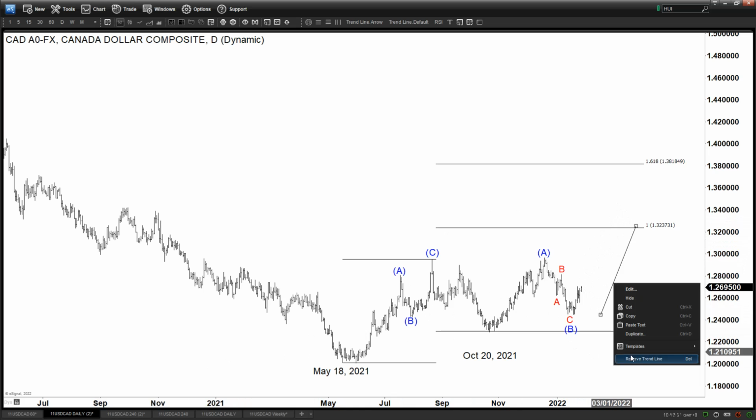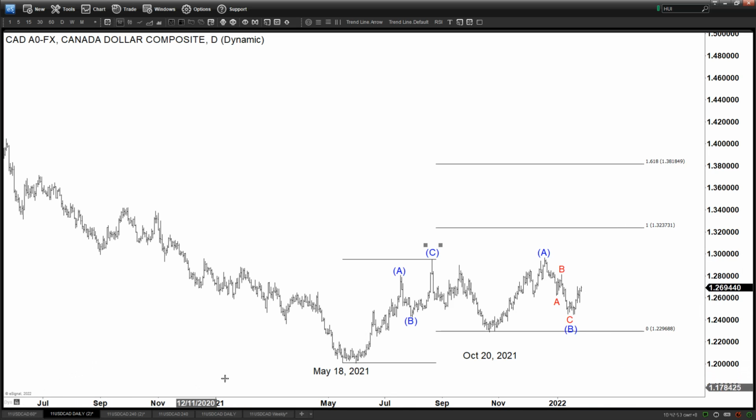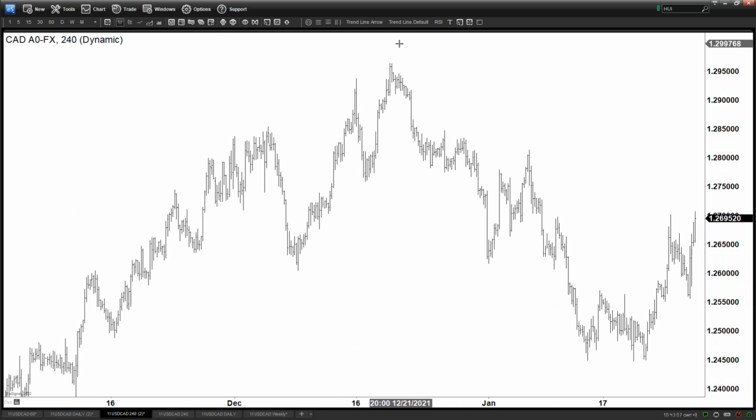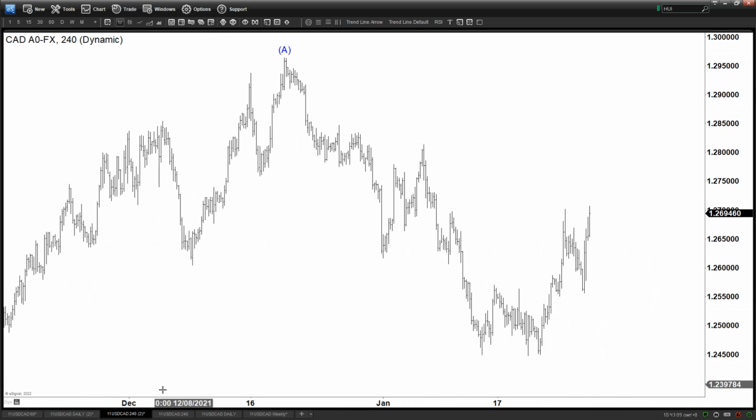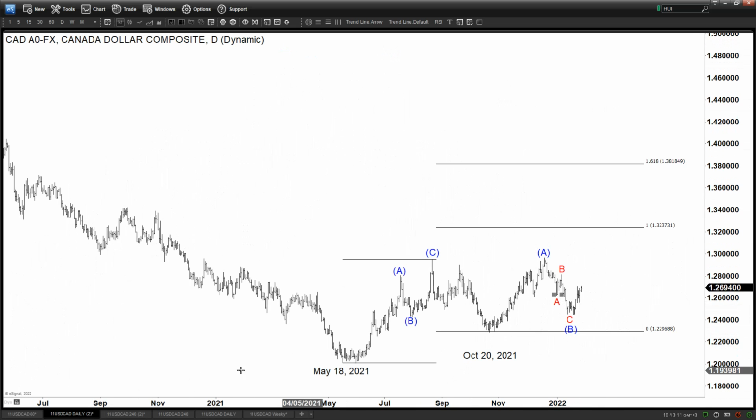And in the shorter cycle, when we go back, what's interesting here is this ABC, this pullback in 3 waves, right? If you downgrade, let's take a look at the 4-hour. Let me put this count here in the 4-hour. So this is the A. This is your ABC.